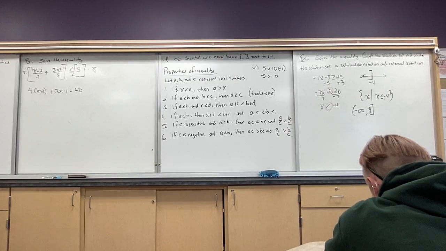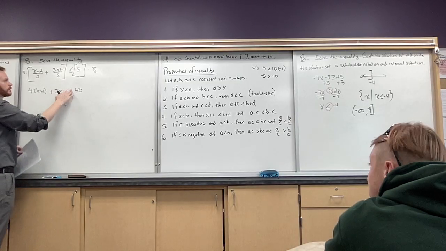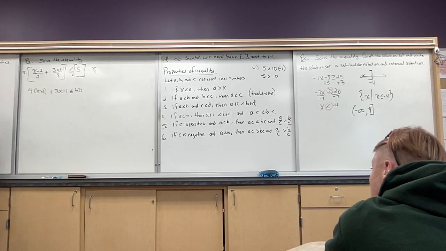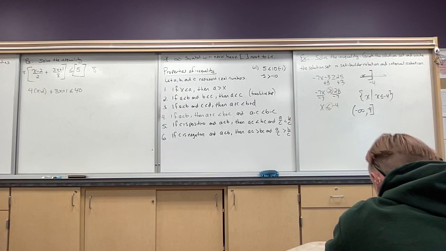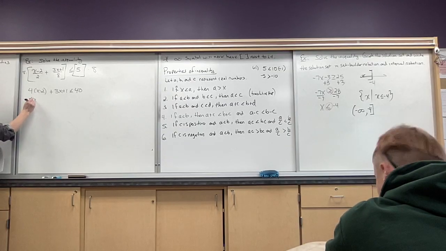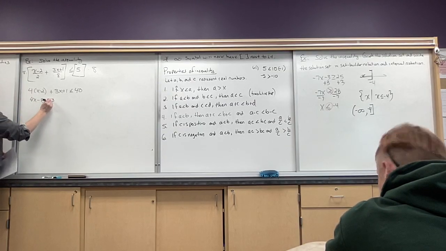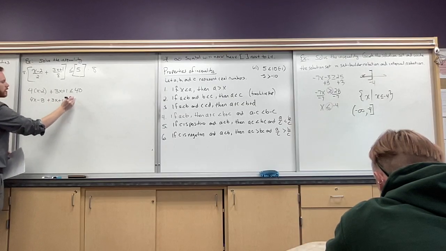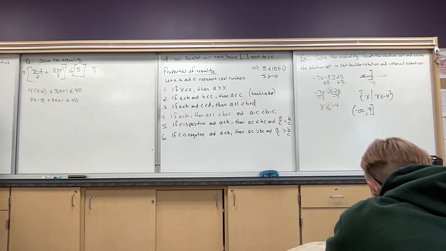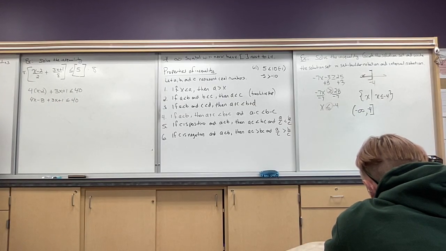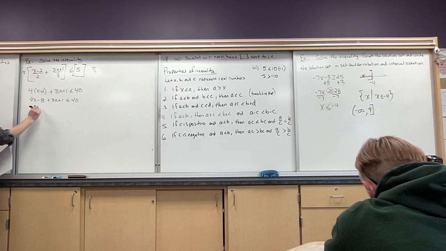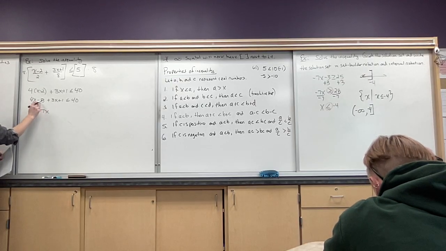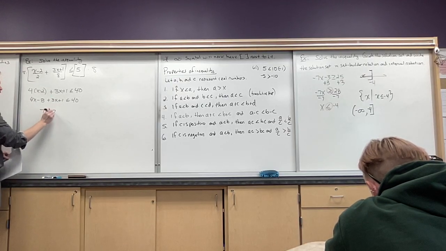Oh, I'm so used to writing equal to, huh? Sorry about that. So less than or equal to 40. We'll distribute. Okay, and just start combining like terms, right? So the 4 and a 3, that gives me a 7x. Negative 8 and a 1, so minus 7.